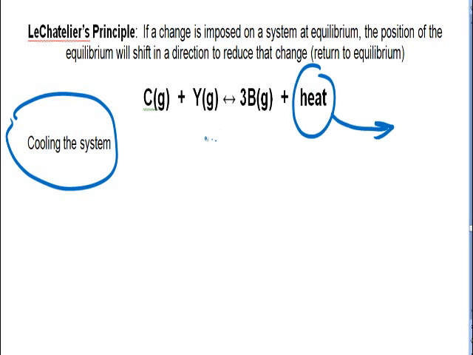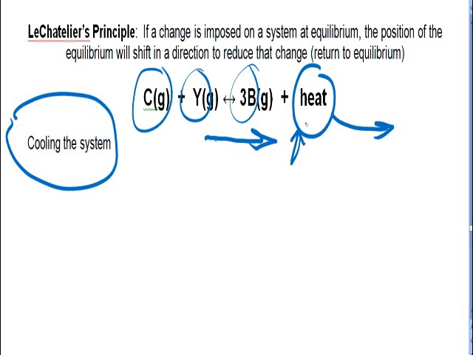To create more heat, the reaction would get driven in the forward direction in that compound C and Y turn into B and form additional heat by being driven in the forward direction. So in response to cooling the system, this reaction would shift to the right to try to generate more heat to replace the heat that's been removed from the reaction.